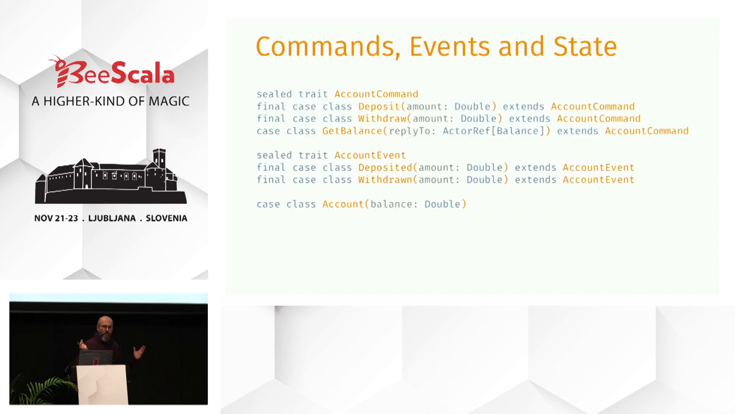So let's see how we're going to define our behavior. I have here an account command. I took a very simple use case, a bank account. I have a very simplified bank account. You put money in, you get money out, and you can ask for the balance. And so I have an account command, I have deposit, withdraw, and get balance that returns a balance. You see that it is an ActorRef of Balance, so I can do an ask and get it back. And I have account events with deposited and withdrawn. And an account, of course, is my state.